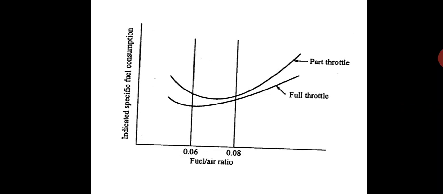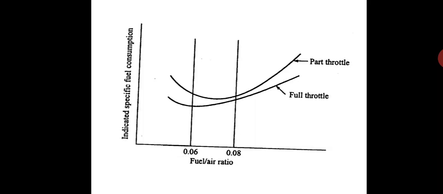It is observed from the figure that the ISFC curves for part throttle operating condition are very close to the full throttle curve at the fuel air ratio of 0.08, and they deviate at leaner and richer mixtures. The point of minimum ISFC occurs at progressively richer fuel air ratio as the throttle is reduced.